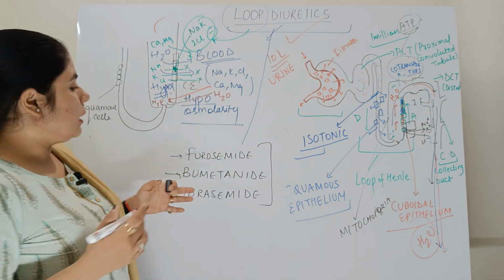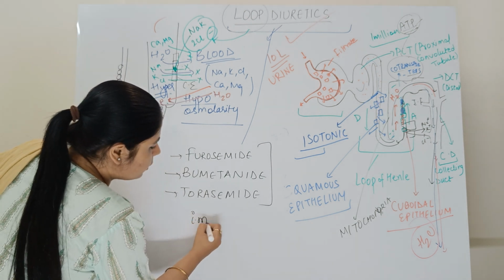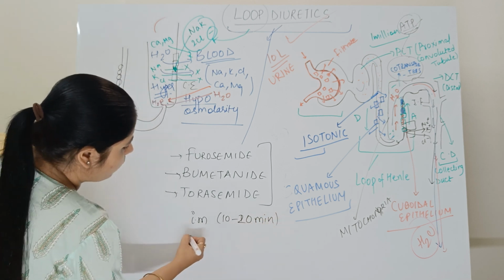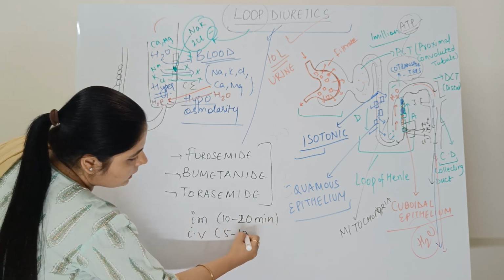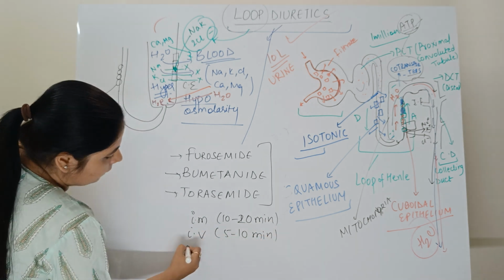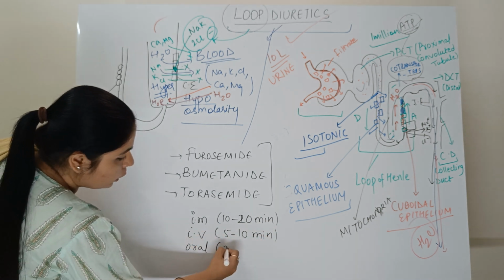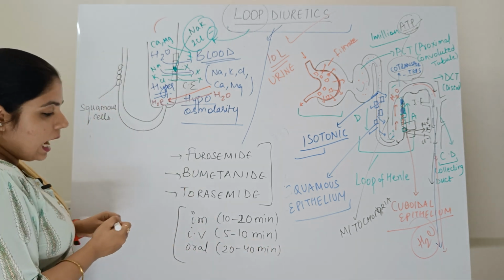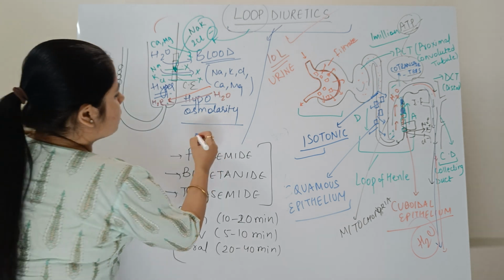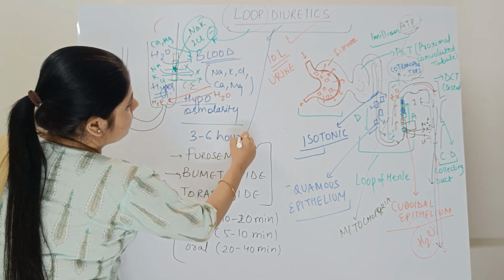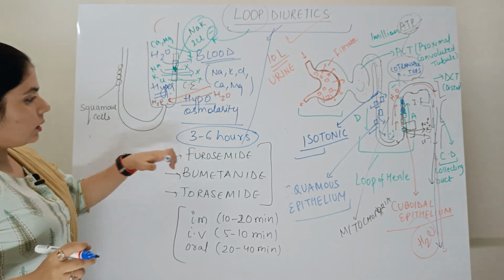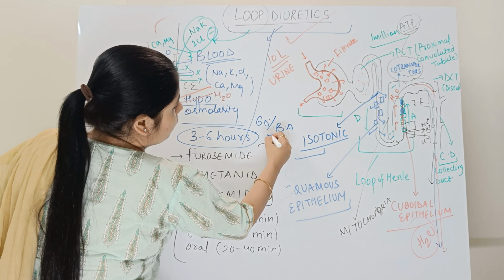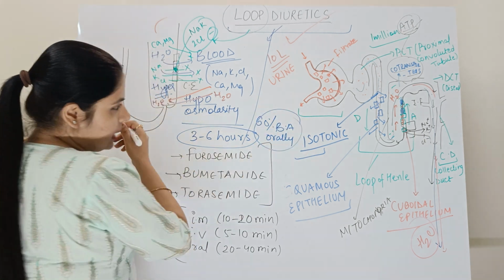So these are the three popular loop diuretics, which are strong diuretics, very strong in action. When given through intramuscular route, they start to function in 10 to 20 minutes. When given through IV route, 5 to 10 minutes is their onset of action time. And when given through oral route, 20 to 40 minutes is their onset of action. Their action usually lasts for 3 to 6 hours, and their bioavailability is 60% when orally given.